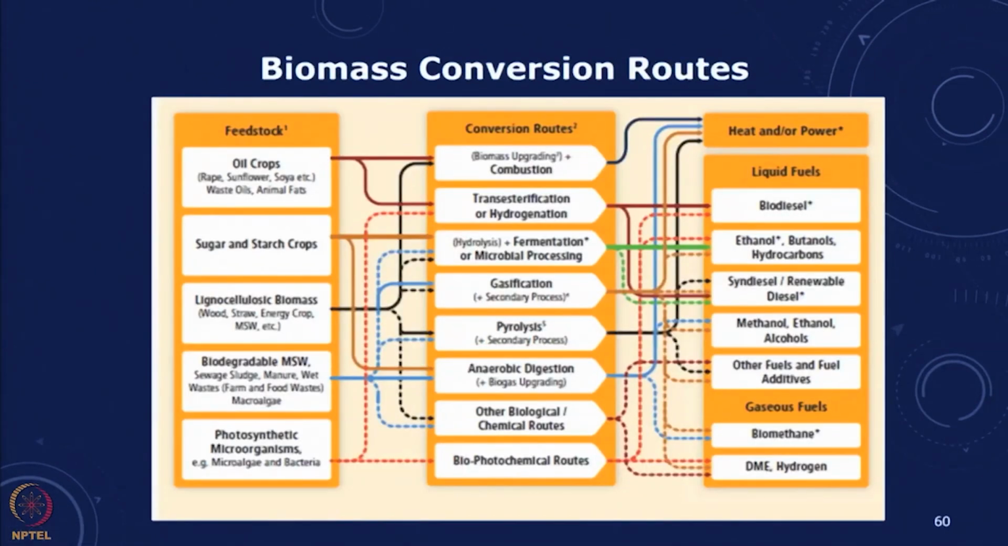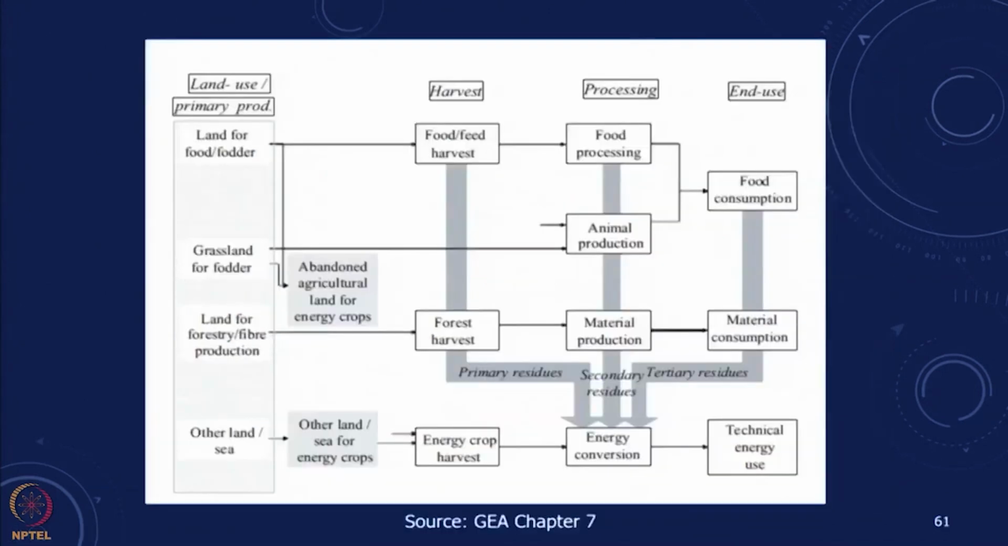In the GEA and in this special report on renewables, you can find all of this again in terms of different biomass feedstocks, different kinds of conversion routes, and different outputs in terms of heat to power, heat or power, or liquid fuels or gaseous fuels. So there are many different things which are possible.